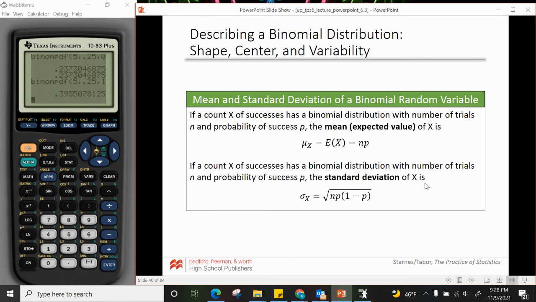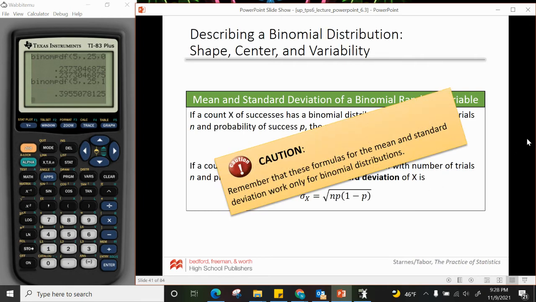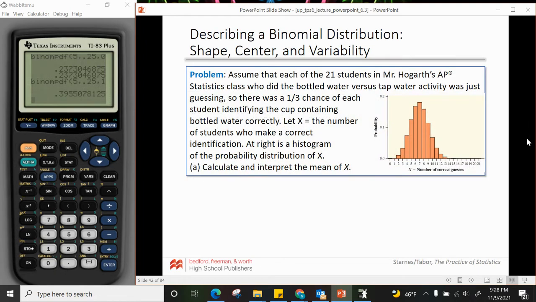Right? The standard deviation now, if it is a binomial situation, is the square root of n times p times 1 minus p. Just the definitions for you, but you have to be in a binomial situation here. And they'll even give you another caution. These formulas, for mean and standard deviation, only work for binomial distributions.